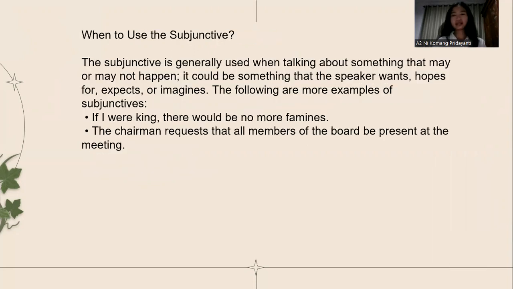When to use the subjunctive? The subjunctive is generally used when talking about something that may or may not happen. It could be something that the speaker wants, hopes, expects, or imagines. Okay, so here are examples of subjunctives. If I were king, there would be no more feminists. And the chairman requests that all members of the board be present at the meeting.